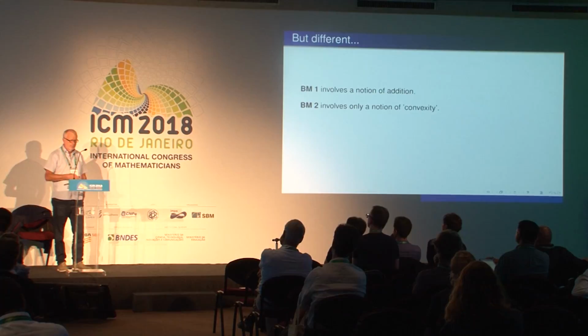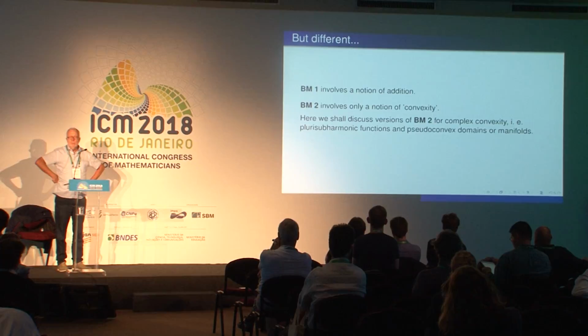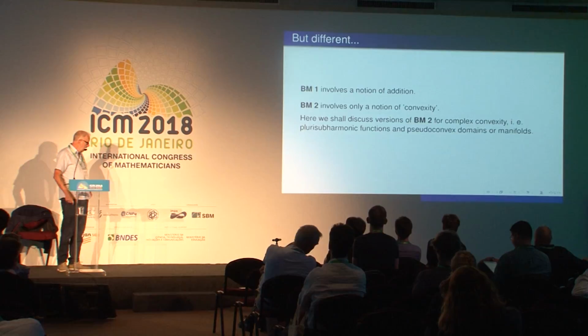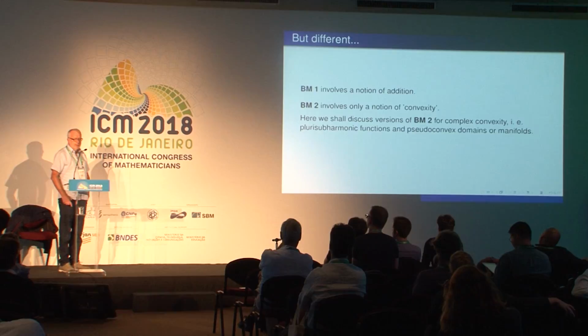So you realize that if you want to generalize it, there are many different choices here, many notions of convexity that you can choose from. And the one I'm going to choose is the notion of convexity that appears in several complex variables, so say in complex geometry, which means that we're going to replace convex functions by plurisubharmonic functions, and we're going to replace convex bodies by pseudo-convex domains in C^n or by pseudo-convex manifolds more generally. So that's what we're going to look at. So what does this mean?